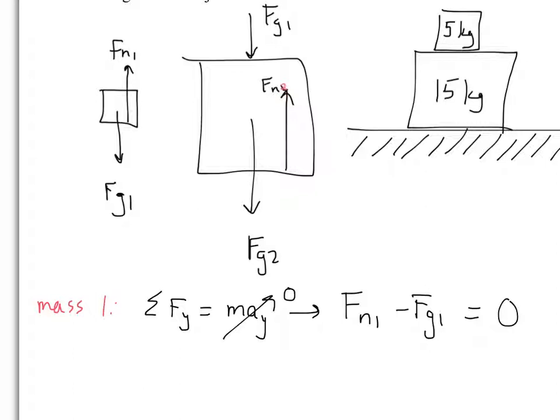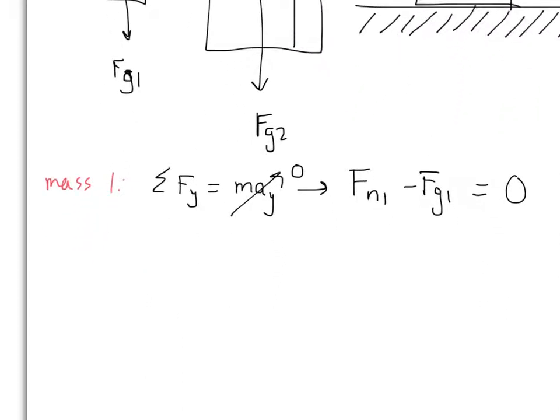Is that a Y next to the F, Fy or Fg? Fg. Write the equation for the second mass, please. Did you say Fx? It's still vertical, so it's still Y.